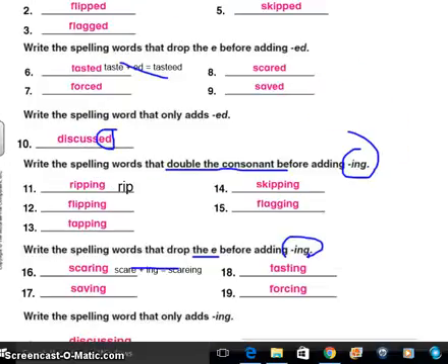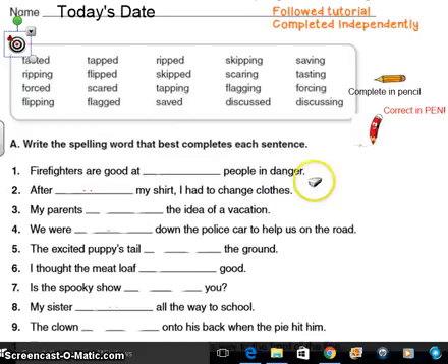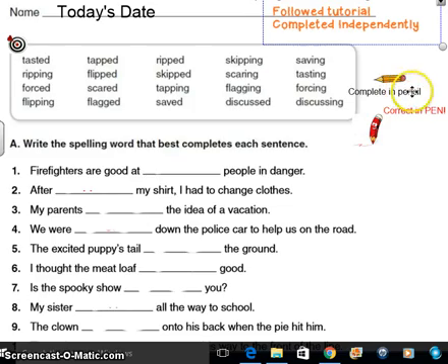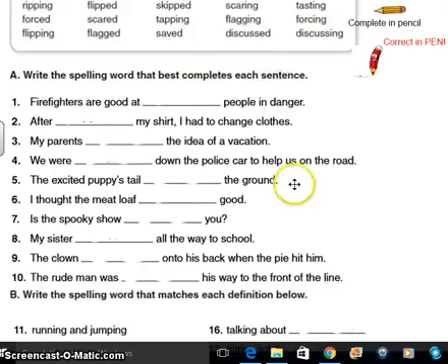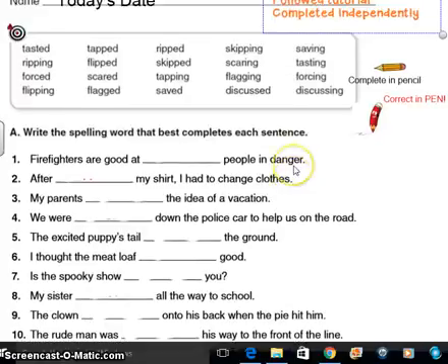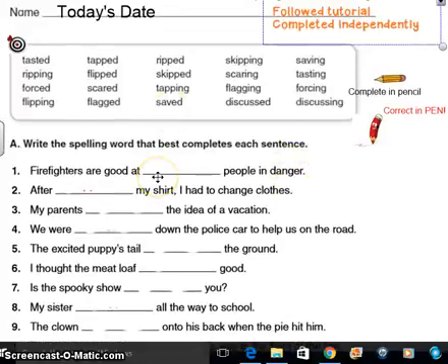All right, you ready for the next activity? All right, so let's go ahead and make sure, as always, did you record today's date? Did you follow the tutorial, complete independently, complete in pencil, correct in pen? This is an activity that you've done tons and tons of times before. So if you want to just go ahead and do it on your own, go for it. Otherwise, hang on and we'll do it together.